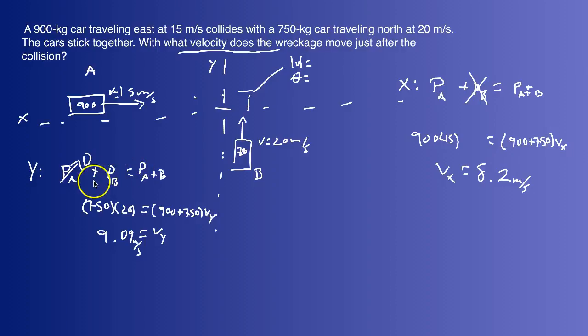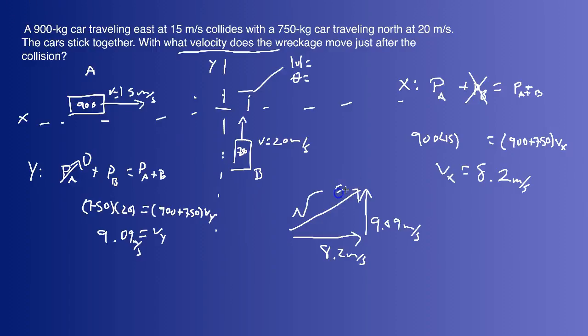Okay, so we finished solving. Substituting values in, with combined mass, 750 times 20, we get a velocity of 9.09 for the y direction. So that means that afterwards they have an upward velocity, or to the north, of 9.09 meters per second, and a velocity to the side of 8.2 meters per second. So the magnitude is equal to the square root of 8.2 squared plus 9.09 squared, and so we get about 12.2 meters per second as the velocity.